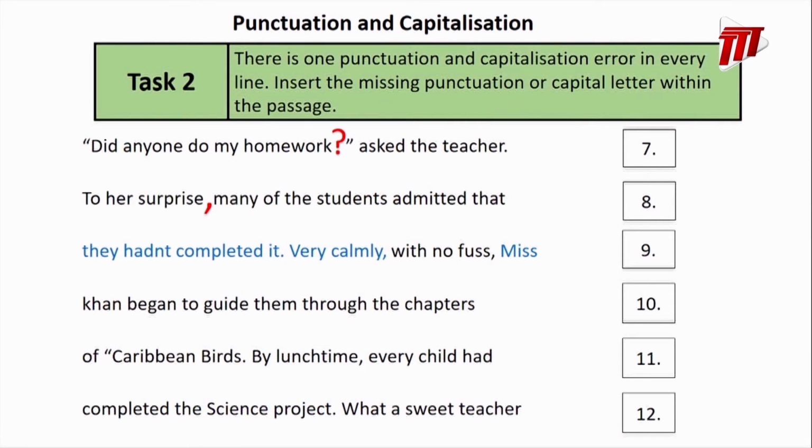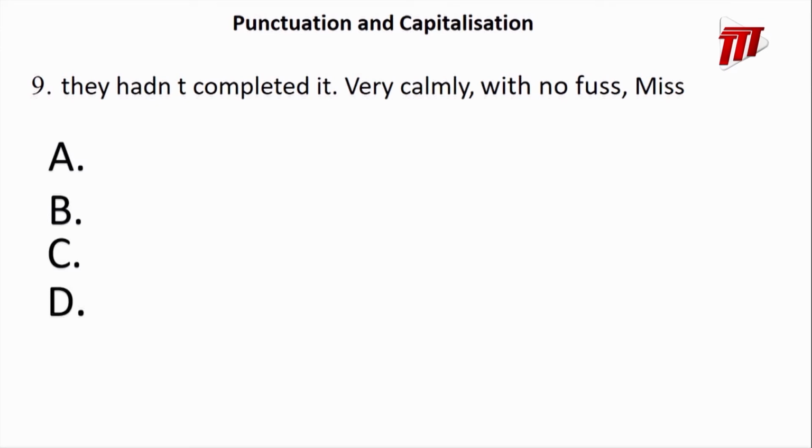Let's examine line number 9. They hadn't completed it. Very calmly, with no fuss. What's missing there? You have the word hadn't, which is, think about it, a contraction of what? Had and not. And when we are forming the contraction, what do we use? Yes. We use an apostrophe. Where does the apostrophe go? Between N and T. Yes. So H-A-D-N apostrophe T to show the contraction.